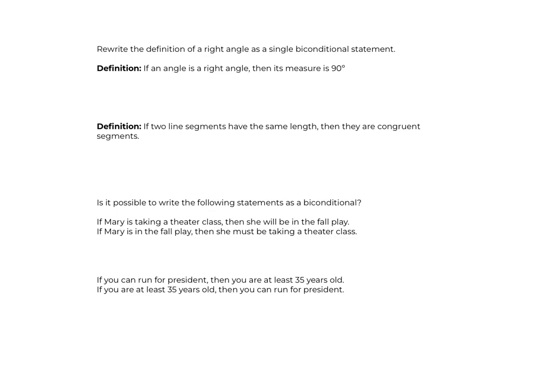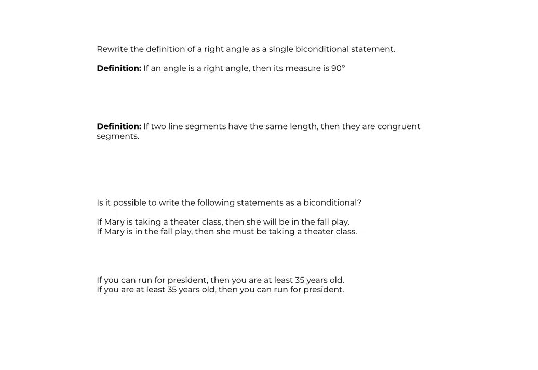Rewrite the definition of a right angle as a single biconditional statement. So we're not going to write both of these out, but we're going to verify that we definitely can. If an angle is a right angle, then its measure is 90 degrees. True or false? True. Okay, all right angles are 90 degrees. If an angle has 90 degrees, then it's always a right angle. True. Okay, it works both ways. So we have to state it both ways.